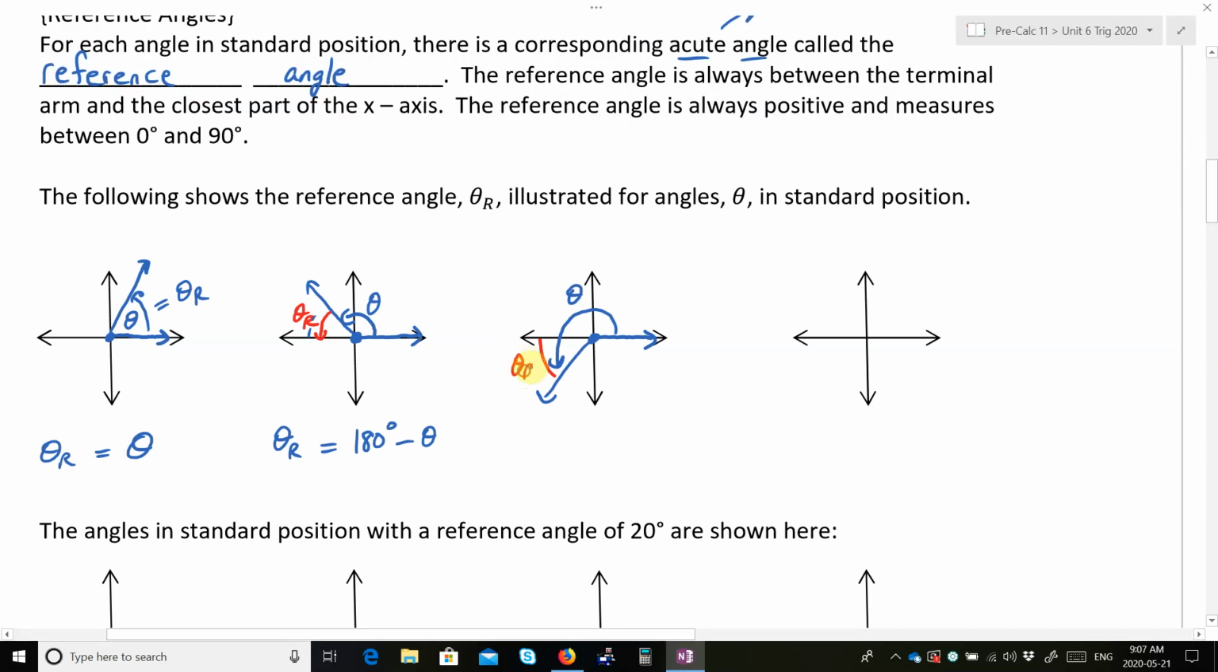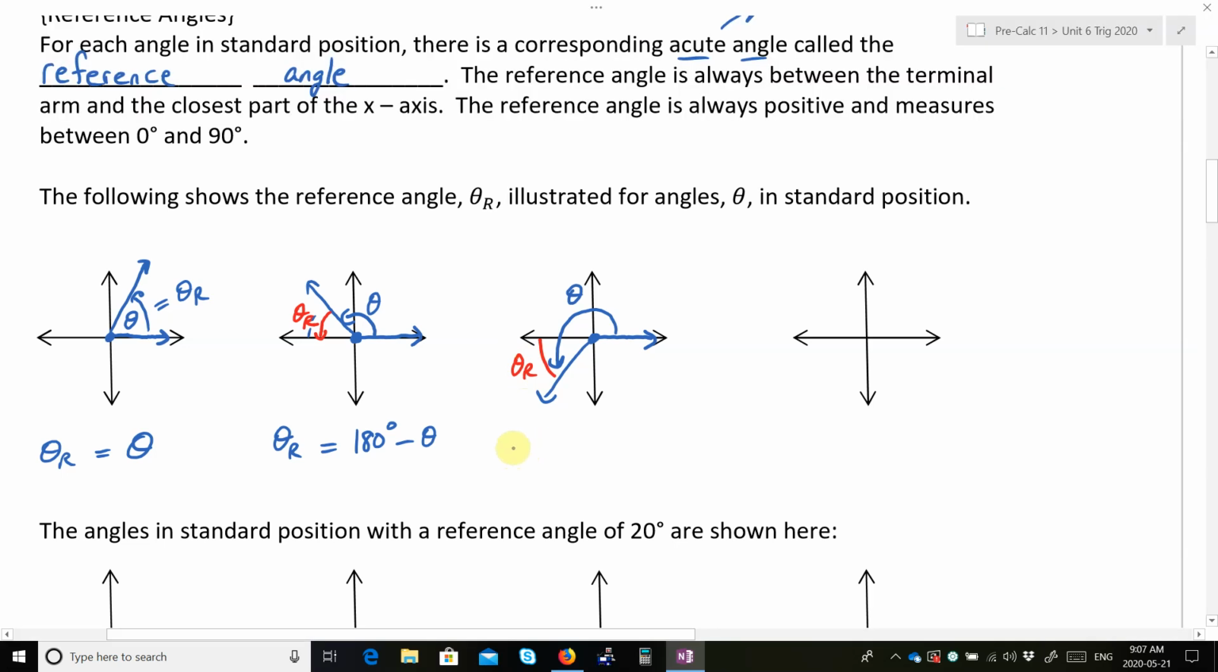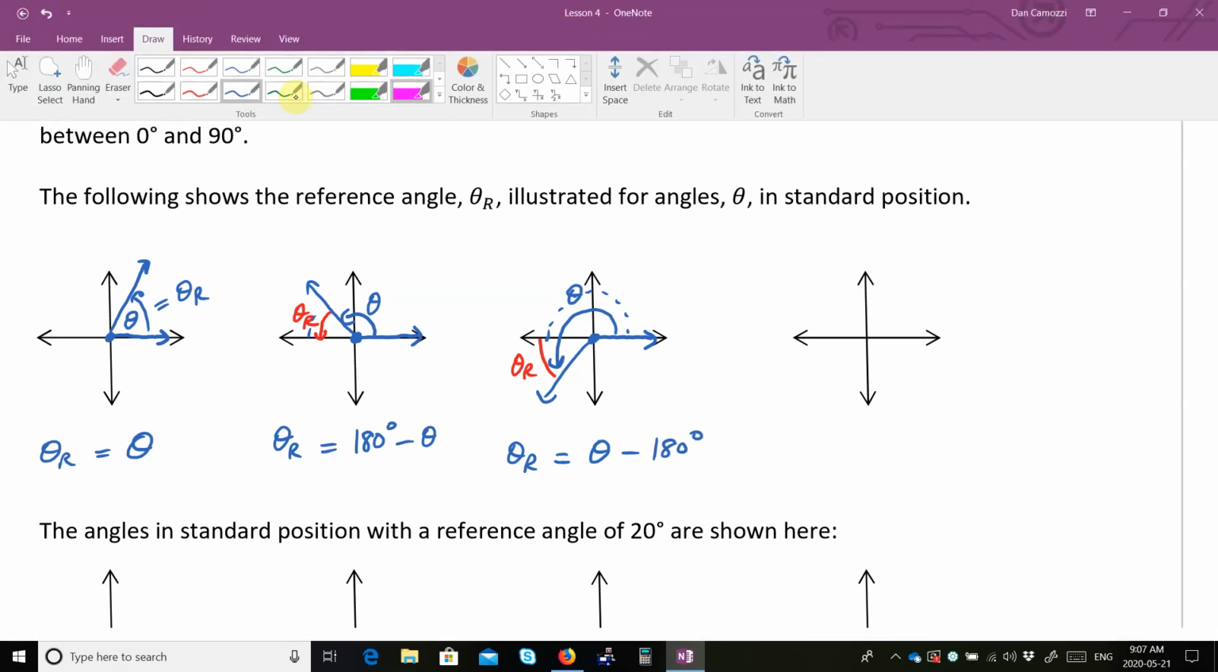Okay, so this angle is theta reference. And what is theta reference equal to? What it would be is the full angle theta all the way around to there minus 180 degrees this time. Because if we subtracted off that piece right there, we would be left with the reference angle.